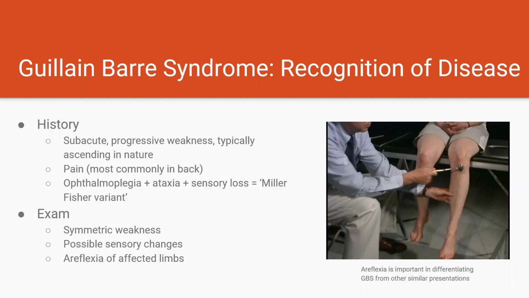So given that Guillain-Barré can present in different ways, the exam is really the most important here. For one, they should be experiencing a weakness that is symmetric. Asymmetric weakness is very unlikely to be Guillain-Barré. Then, of course, they can have sensory changes as well, but it's actually not always present. And finally, they must have areflexia of the affected limbs. So you really have to hammer away at those reflexes, because intact reflexes, especially in the lower extremity, are going to drastically decrease the chance of a patient having Guillain-Barré.